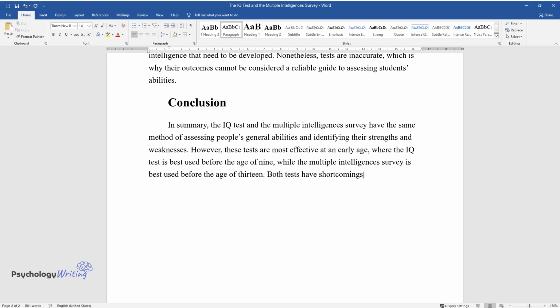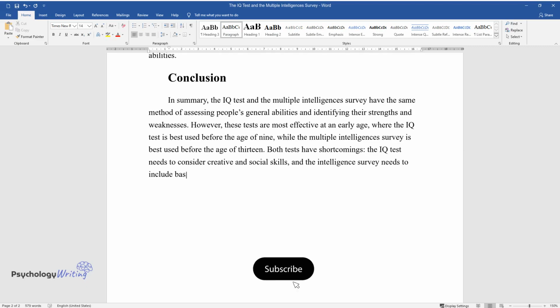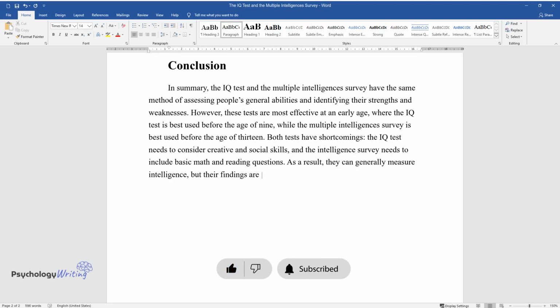Both tests have shortcomings. The IQ test needs to consider creative and social skills, and the intelligence survey needs to include basic math and reading questions. As a result, they can generally measure intelligence, but their findings are not definitive.